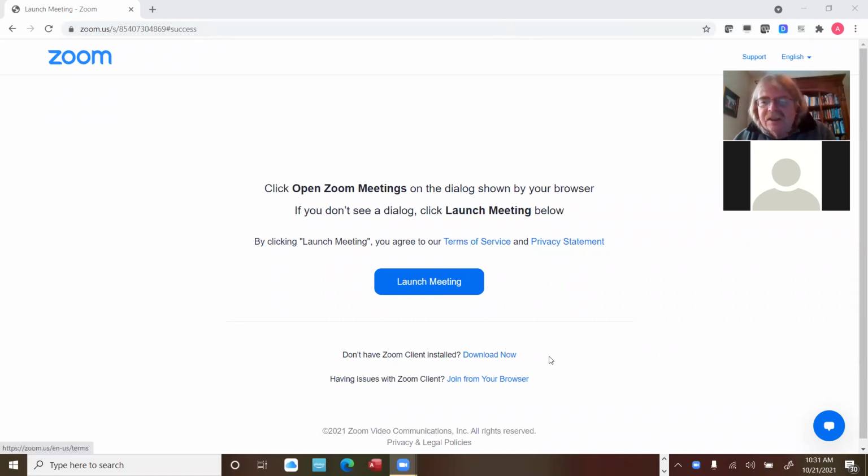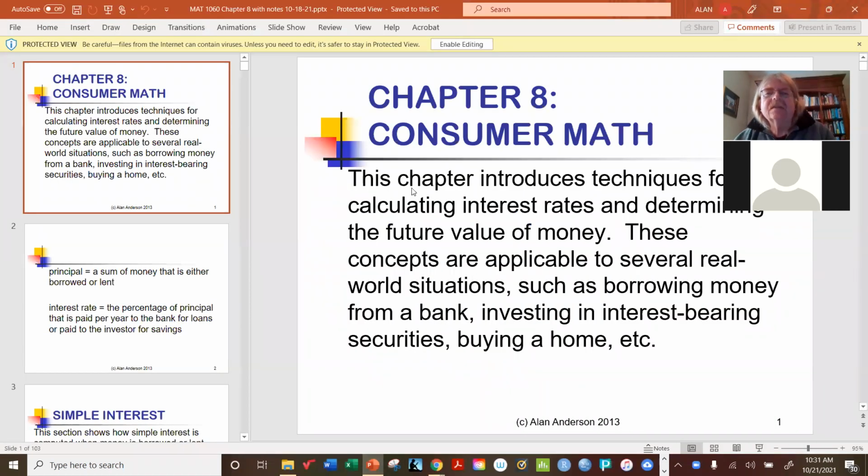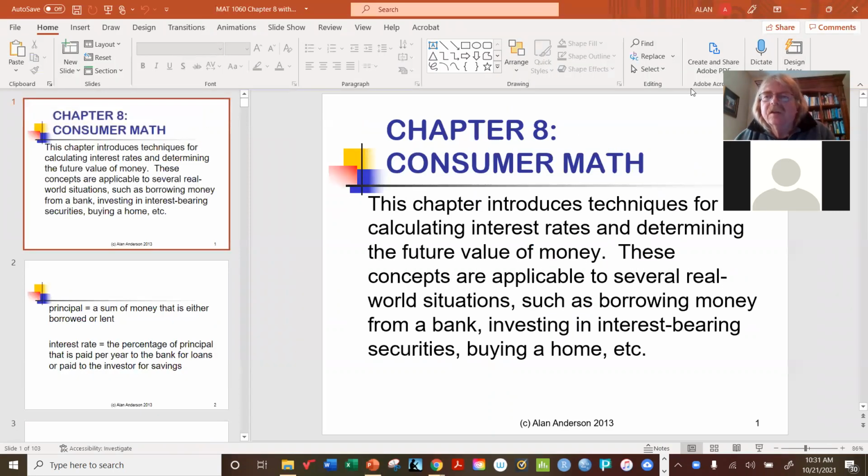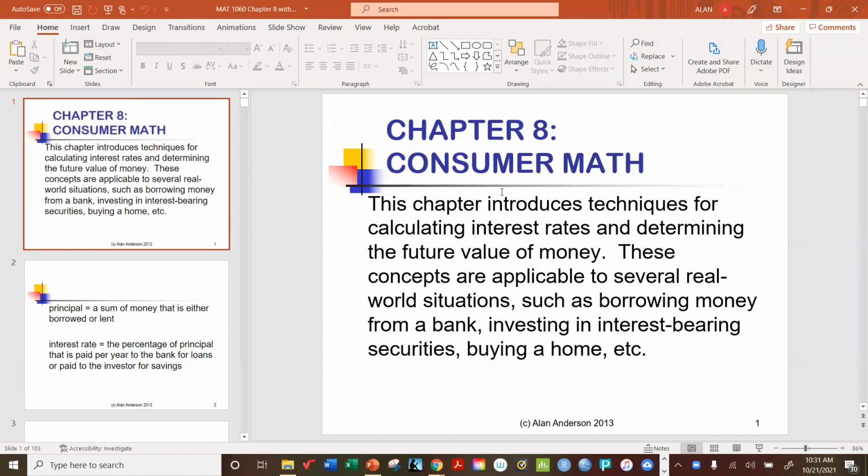All right. Now, today we're going to be working more on Chapter 8, which is our discussion about interest rates. And we've actually gotten quite a bit of progress done here, but there's still a couple of major topics left to go.